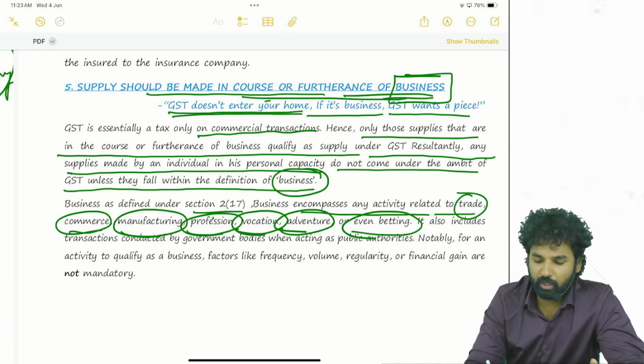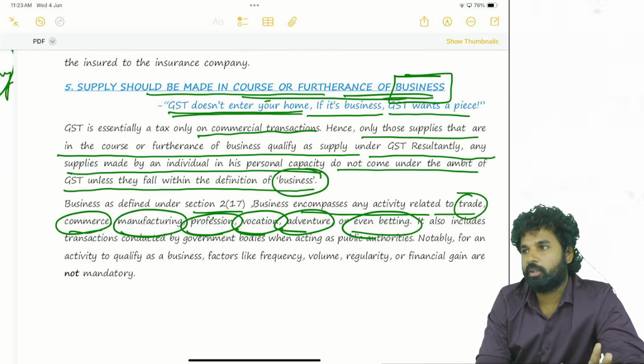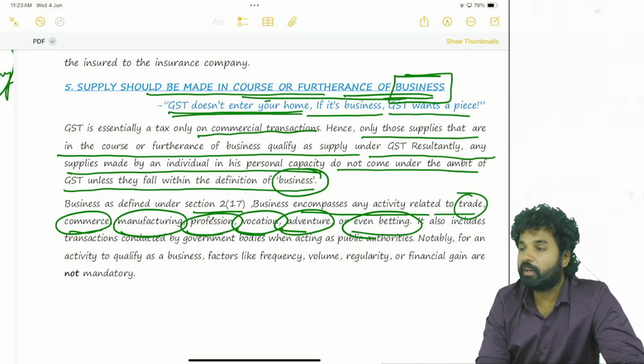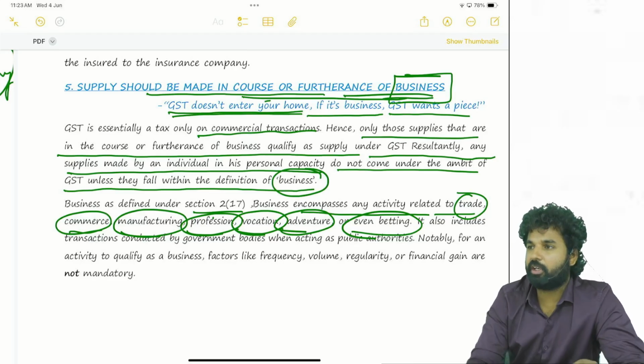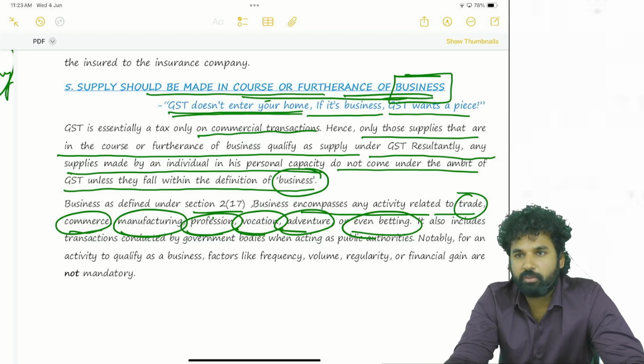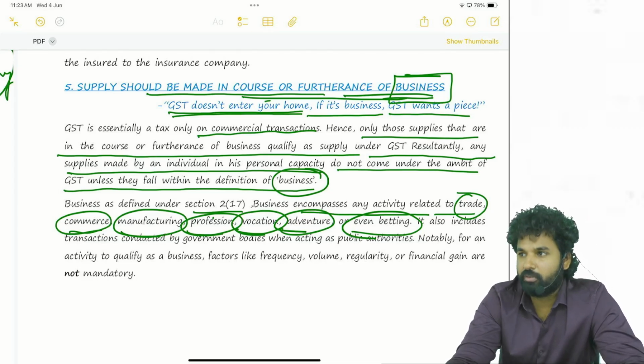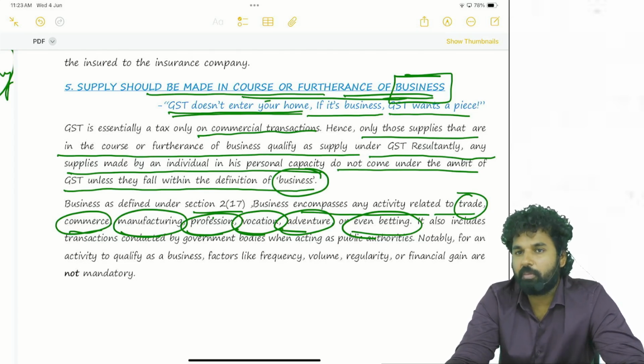Let's say an amusement park, a water world, a park, a circus, or an event is being conducted, whatever it may be. Whenever it is commercial in nature, they put a ticket. We take the ticket and enter an exhibition, or we enter a water world with a ticket. So all this comes as business. It may be an adventure, it may be done occasionally, or there may be a frequency, or there may be a volume.